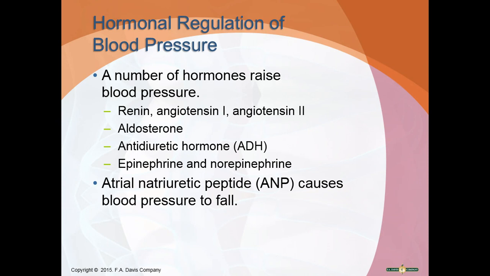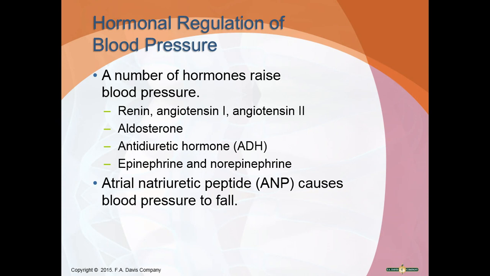Aldosterone is secreted by the adrenal cortex when blood pressure falls. Aldosterone stimulates the kidneys to retain sodium. Water follows sodium. That increases the blood volume. Antidiuretic hormone is secreted by the posterior pituitary gland when the water content of the body falls. The ADH promotes vasoconstriction and water retention, which will raise blood pressure.